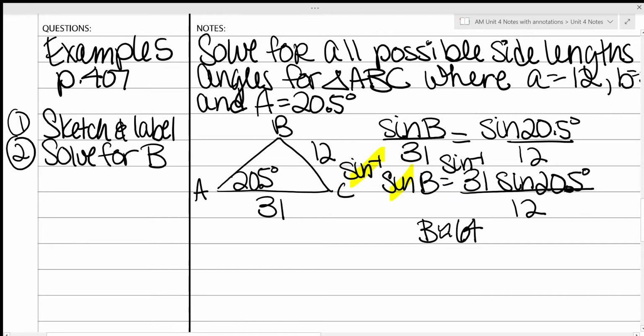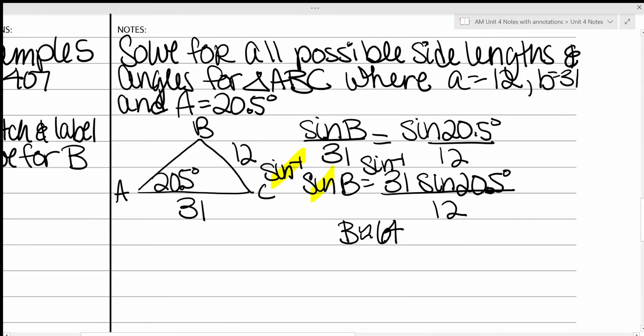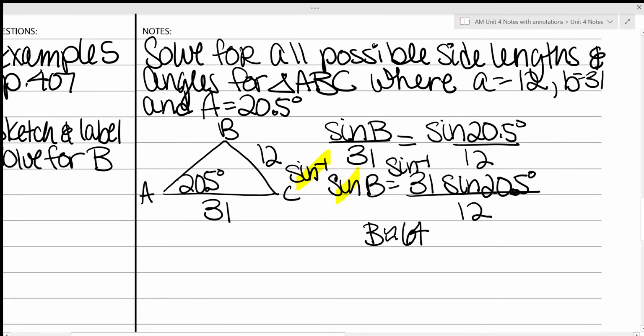Okay, I'm rounding to the tenth place because the decimal value that I was given is 20.5.